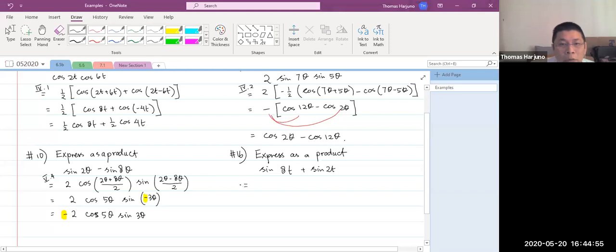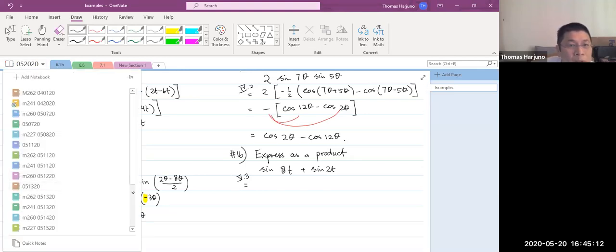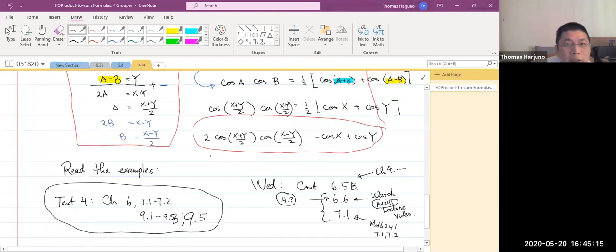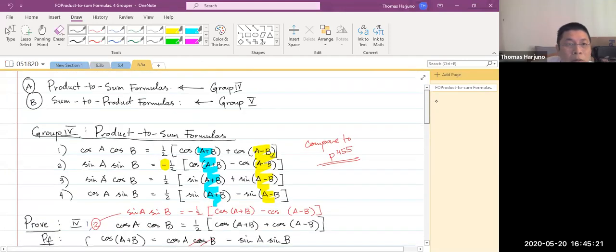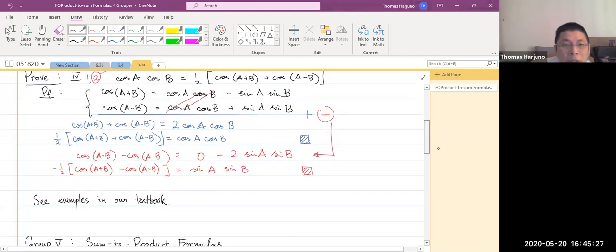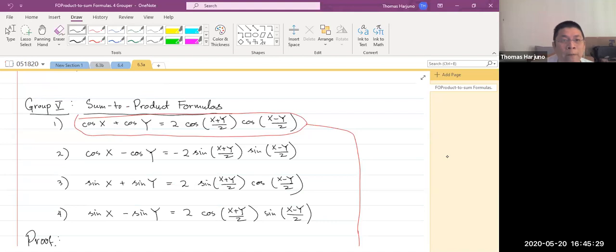I believe we use formula 5-3. Again, you don't need to write this 5-3, 5-4, 4-2, 4-1, don't worry about it. But in case somebody asks which formula you use, then you look back to my list. Let me show you the list I have from last time. This is group 4, 1, 2, 3, 4. And then this is group 5, 1, 2, 3, 4. That's from our 6.5A on Monday.